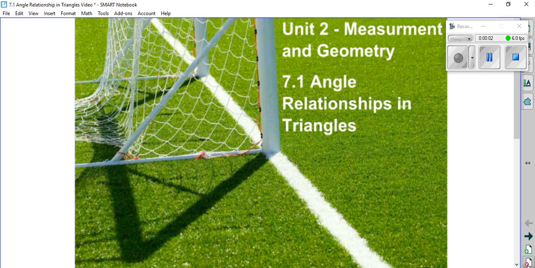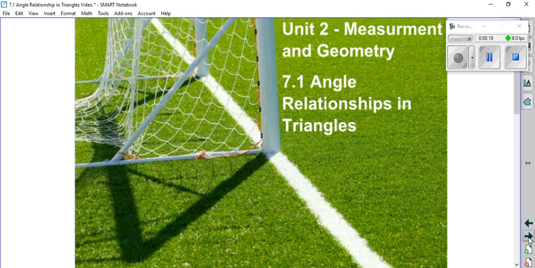Hello everybody. This is our first video for the upcoming unit, which is measurement in geometry. We are going to focus on angle relationships in a triangle. A lot of this will be a review from grade 7 and 8.